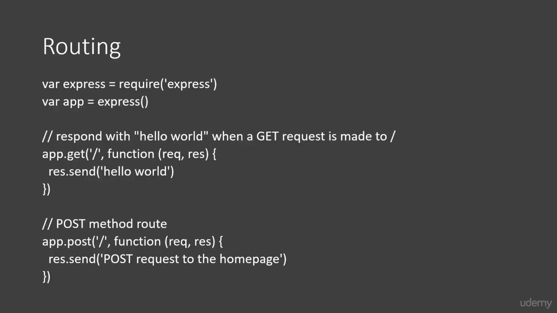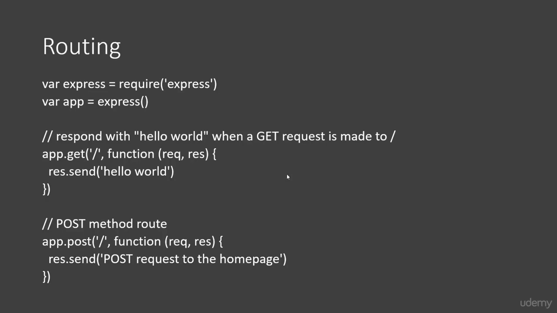Now, routing refers to the definition of application endpoints, or URIs, and how they respond to clients. So there's different types of requests that you can make to a web server. There's GET requests, which is basically just requesting info from the server. POST requests, which send data to the server. PUT requests, which update data that's already on the server. And then DELETE requests, which obviously delete data from the server. Okay, there's others as well, but those are the four that we'll be focusing on throughout the course.